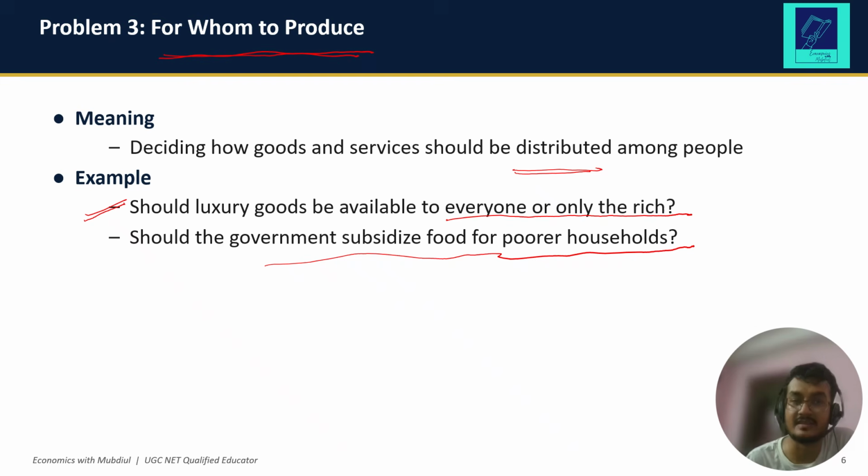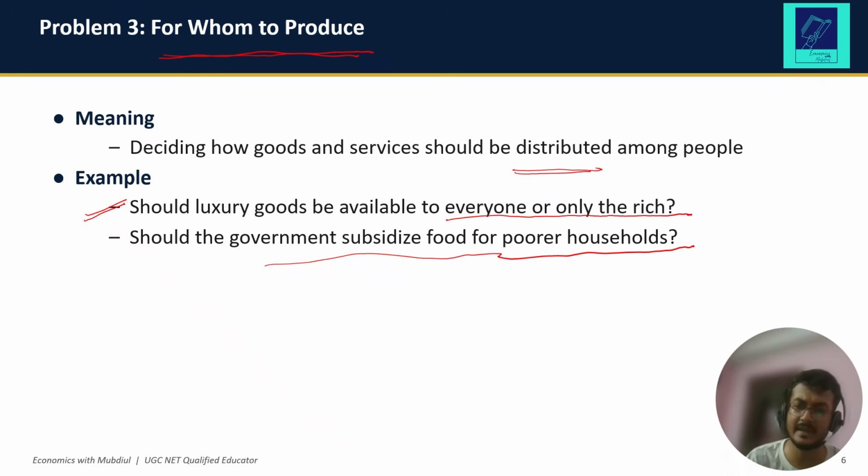Who pays the difference? The government. Why? Because food is considered an essential necessity. This is one way government solves the problem of for whom to produce. Instead of allowing only purchasing power to determine the distribution, governments sometimes intervene to improve access for poorer sections of society. Let us take another example.